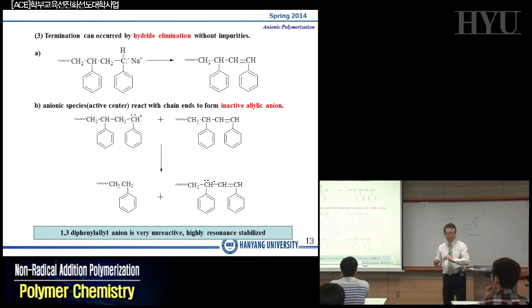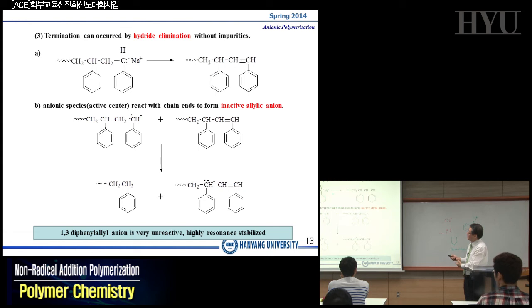Okay. The first case is hydride elimination, without any impurities. Hydride elimination is where you have a chain end with the carbanion, okay? But this will terminate just like this, and hydride is eliminated from the beta carbon and hydrogen. You eliminate the hydride, H.